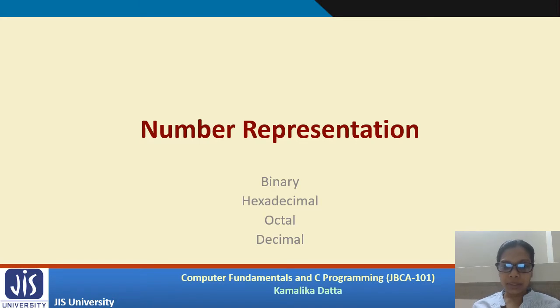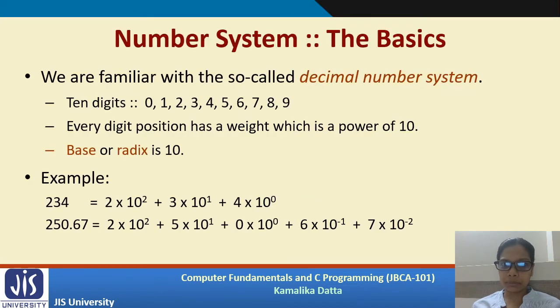Basically, we'll be discussing binary, hexadecimal, octal, and decimal. Very briefly, I discussed decimal in the last lecture. We are familiar with this, right? It consists of digits from 0 to 9, and every digit position has a weight which is a power of 10. The base or radix is 10 here.